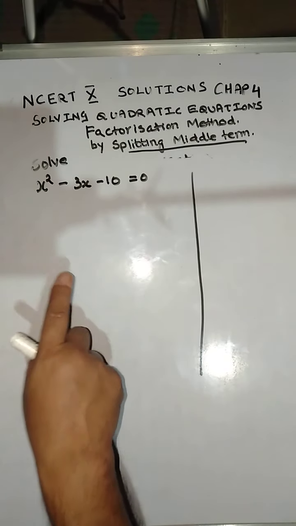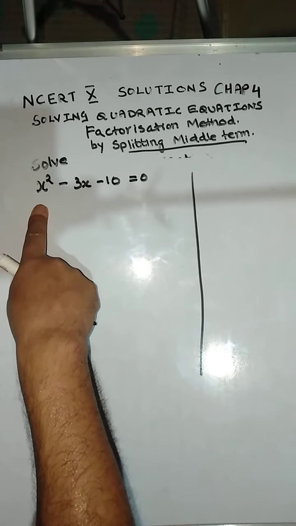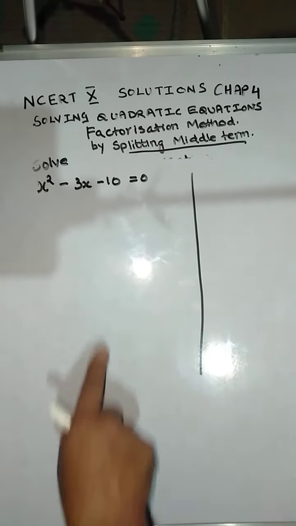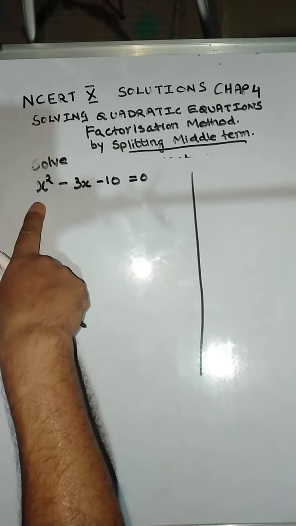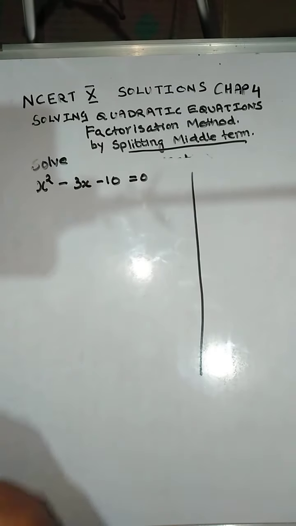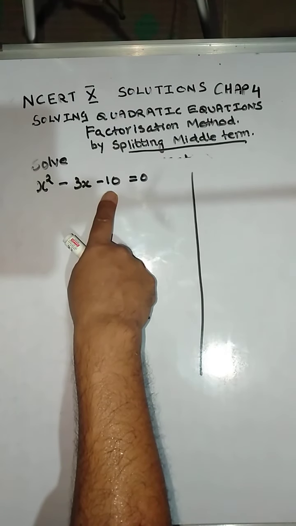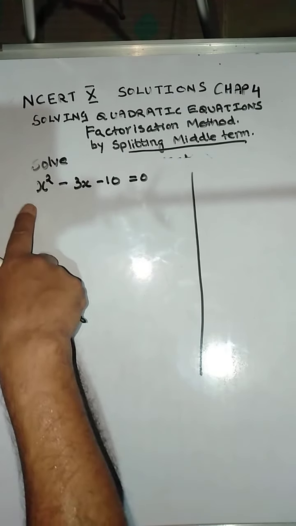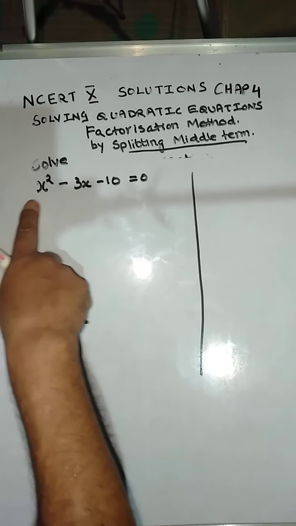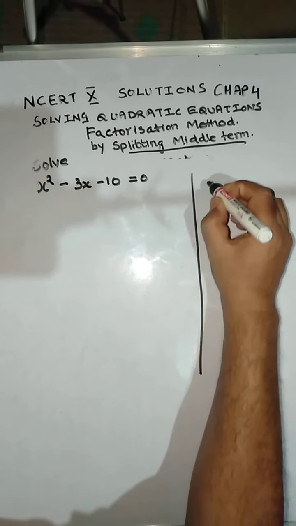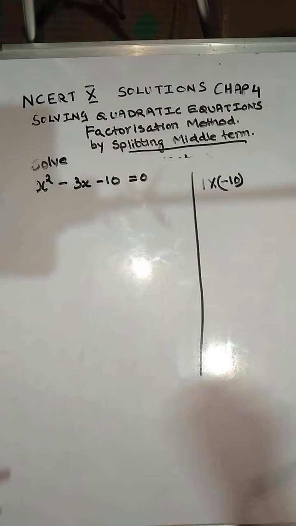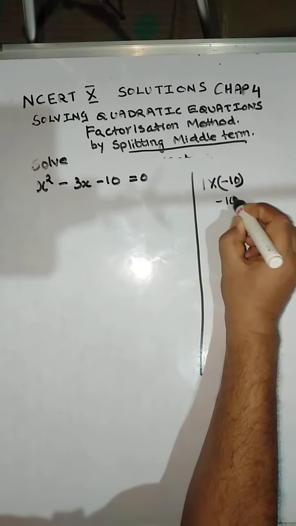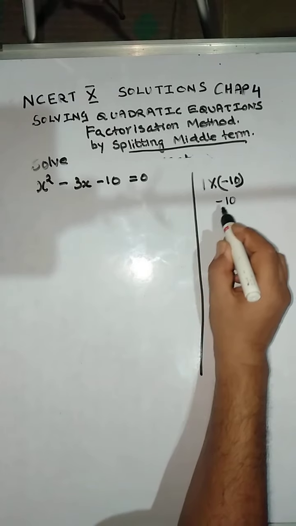Now we need to understand that a quadratic equation is of the form ax squared plus bx plus c is equal to 0, where the coefficient of x squared is not seen here because there is no number, so that means it is 1, and the constant is c, which is minus 10. So the first step is to multiply the coefficient of x squared with the constant minus 10 this way. 1 into minus 10. So when you multiply 1 into minus 10, you get minus 10. This minus 10, let's split it into factors.